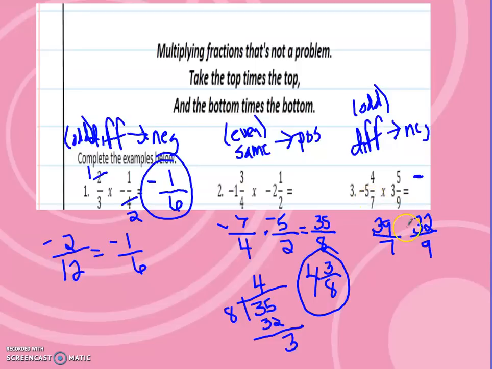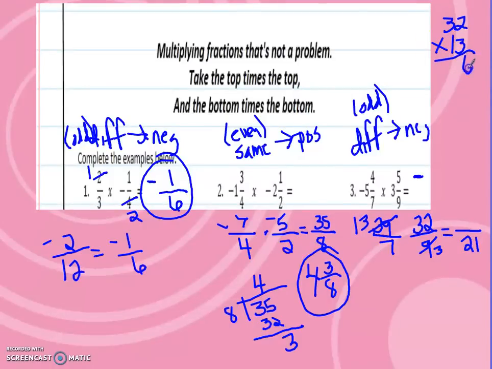This diagonal can be simplified by 3. So 9 divided by 3 is 3. 3 can go into 39 13 times. All right, 7 times 3 is 21. 32 times 13.